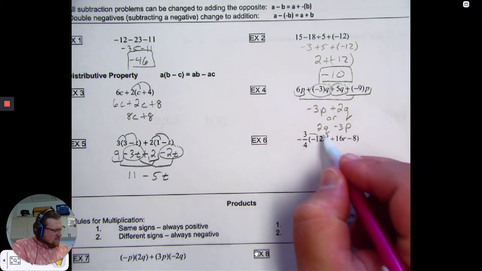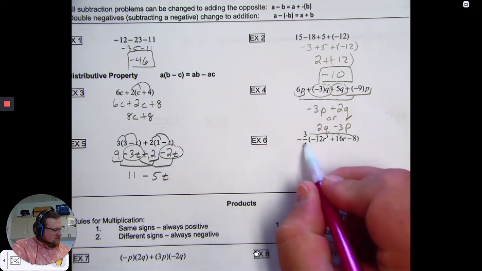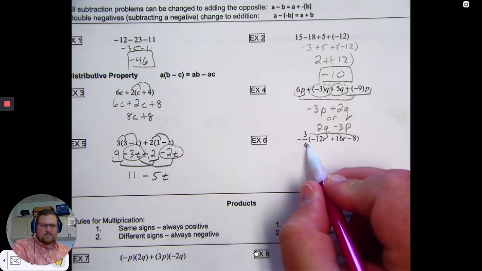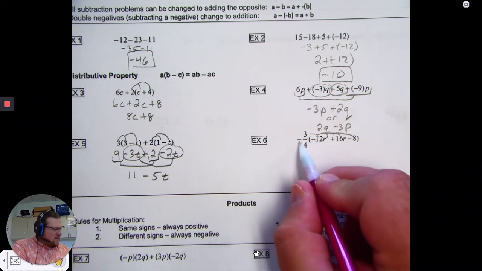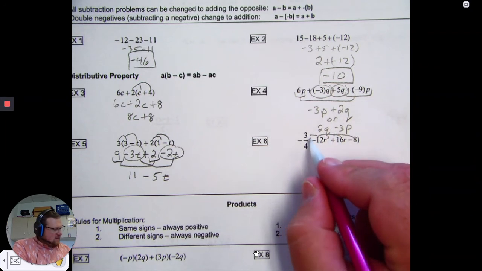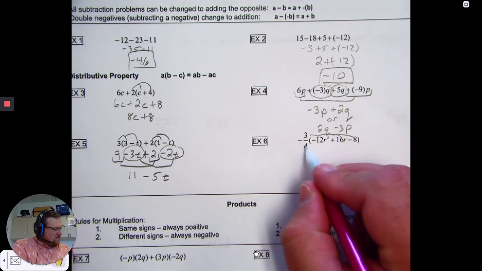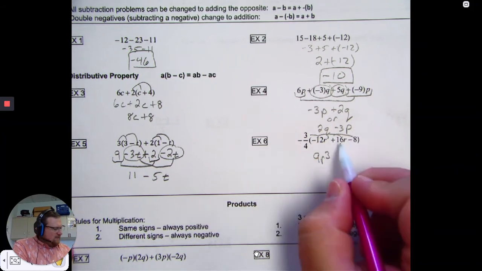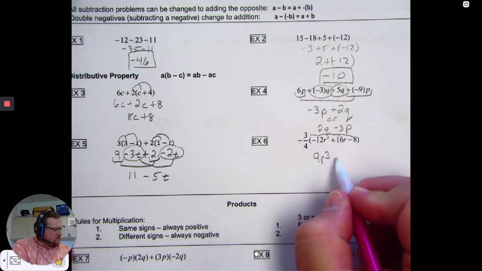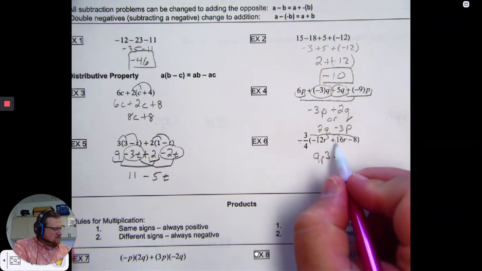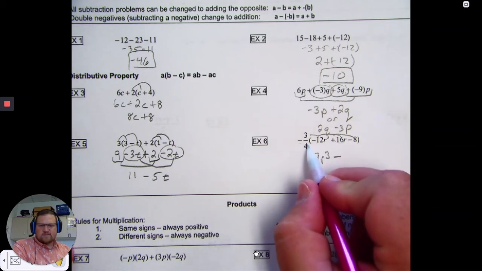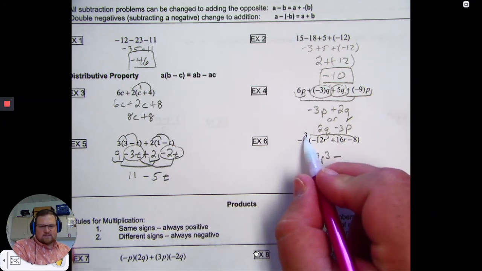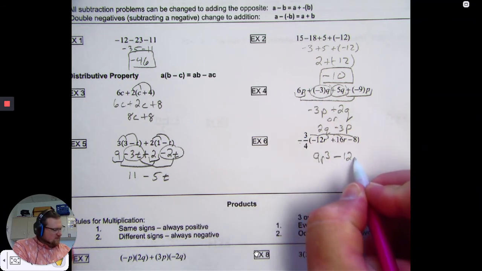Okay, so we distribute my negative 3/4 to each piece. So if I do a negative 3/4 times a negative 12, well, a negative times a negative is a positive. So you could do 12 divided by 4 is 3, times 3 is 9r cubed. Then 16, here we have a negative and a positive, so we know it's going to be a negative, so it's minus. Then we have 16 divided by 4 is 4. 4 times this 3 gives me 12, so this is going to be minus 12r.